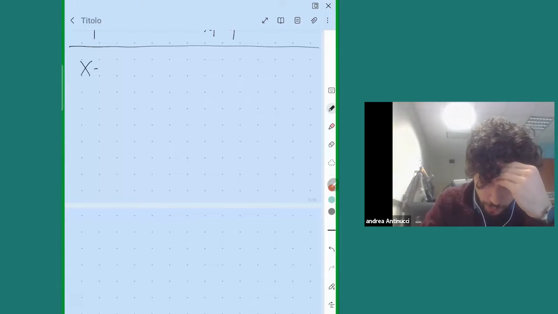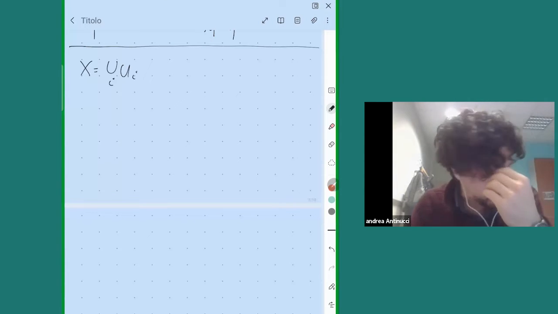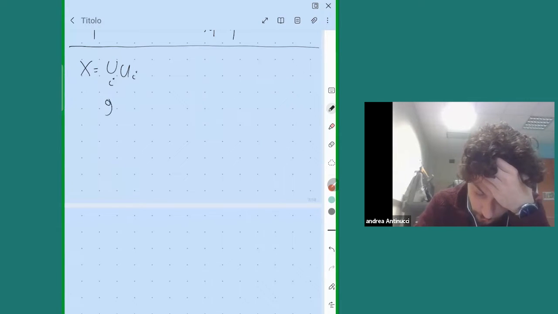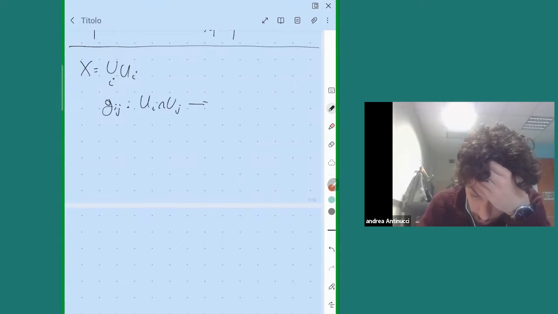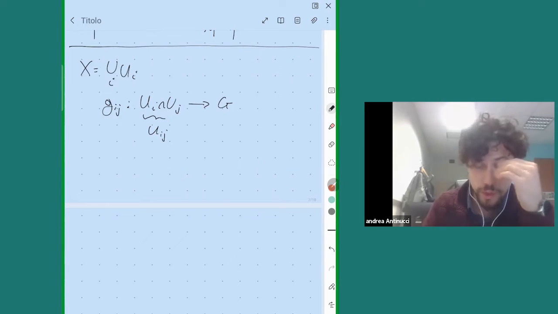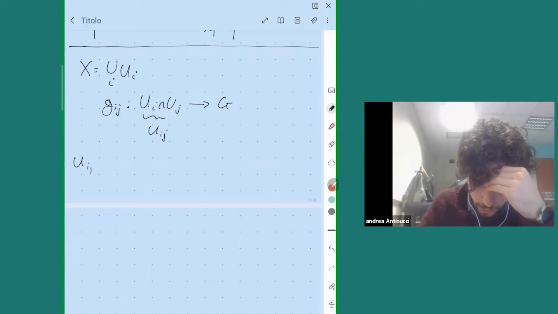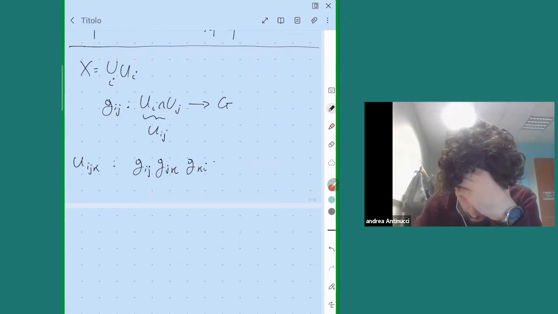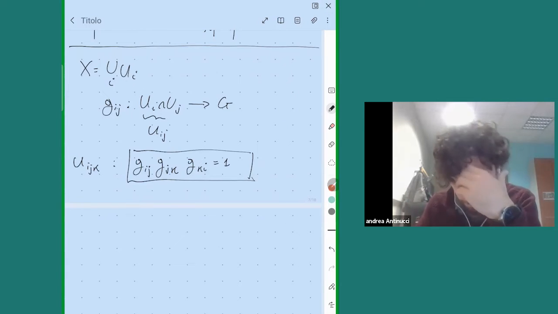First of all, you decompose your manifold, you patch it, so you decompose it in open sets, and the gauge bundle is defined basically by transition functions from the double intersections to the group G. These are required to satisfy the cocycle condition on triple intersections. So on U_ijk, the triple intersection of three open sets, you must satisfy g_ij g_jk g_ki equal to 1. This is called the cocycle condition.